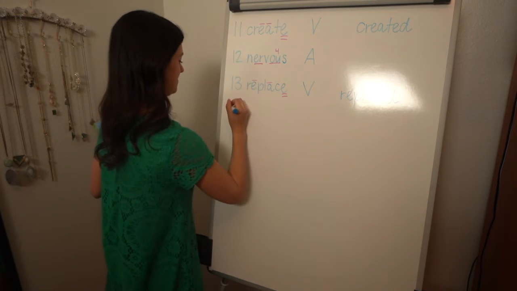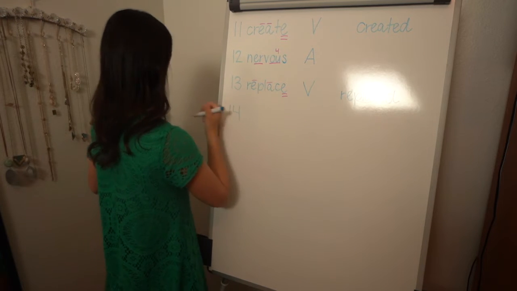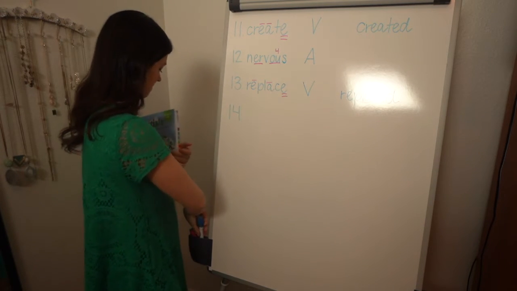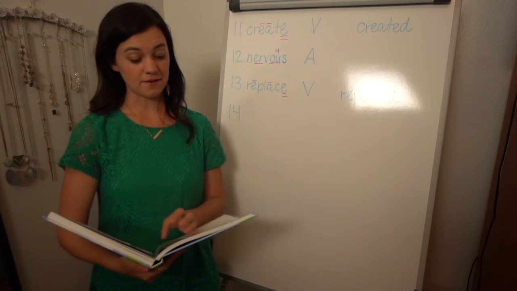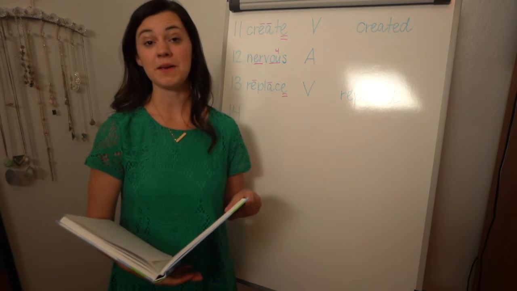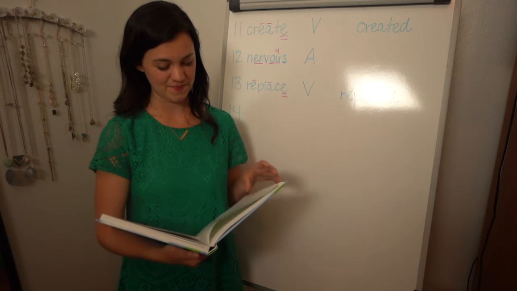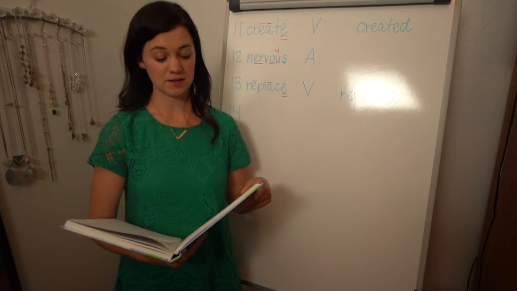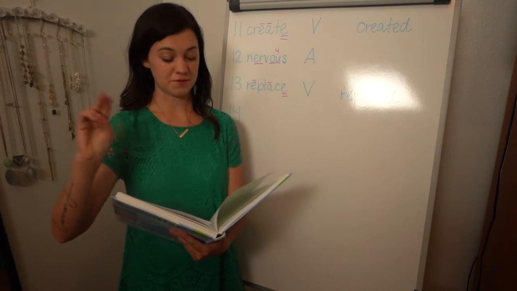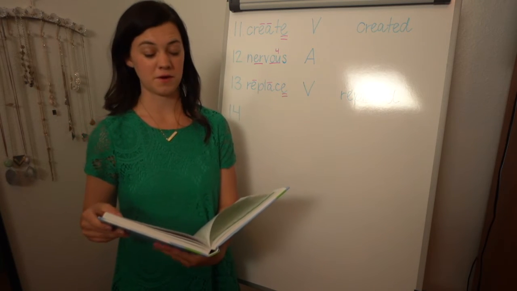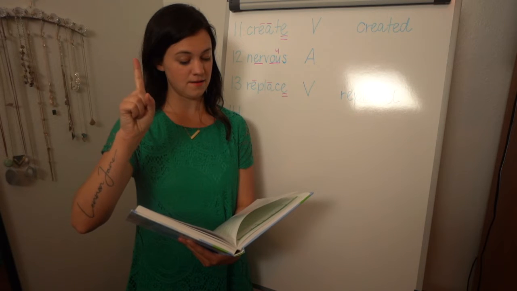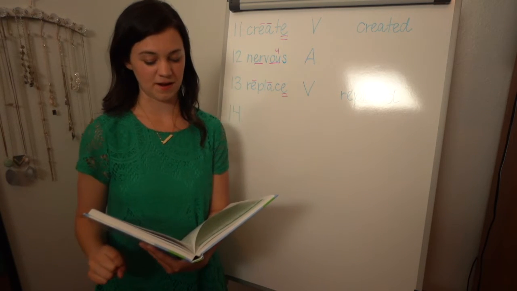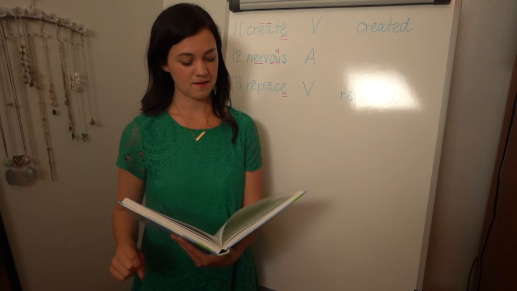Number 14. All right, number 14 is giggle. When you giggle, you make me giggle too. Giggle. How many syllables in the word giggle? 2. Very good. I'm going to finger spell it for you. G-I-G. Go ahead and try to write it.